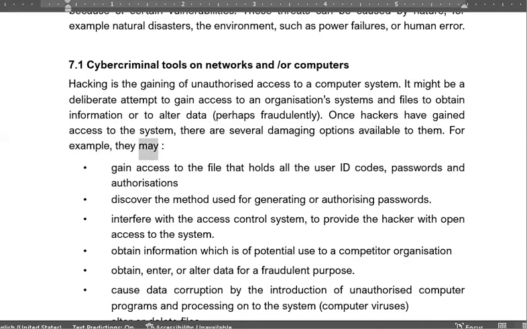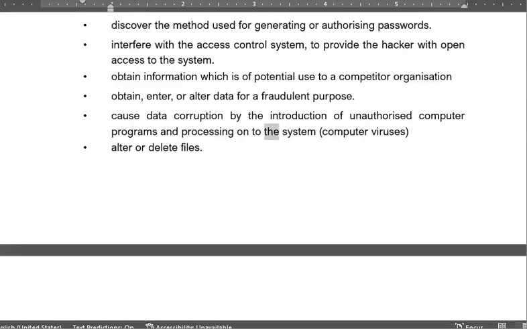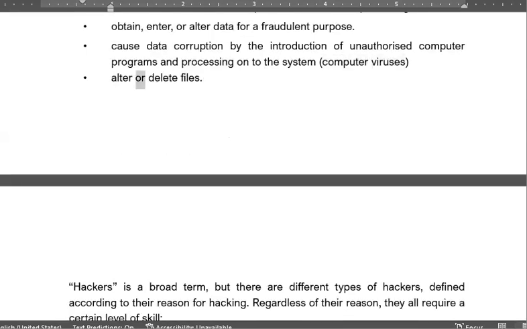For example, they may gain access to the file that holds all the user ID codes, passwords, and authorizations. Discover the method used for generating or authorizing passwords. Interfere with the access control system to provide the hacker with open access to the system. Obtain information which is of potential use to a competitor organization. Obtain, enter, or alter data for a fraudulent purpose. Cause data corruption by the introduction of unauthorized computer programs and processing onto the system, computer viruses. Alter or delete files to benefit a competitor organization.